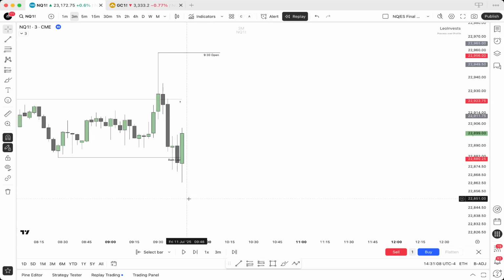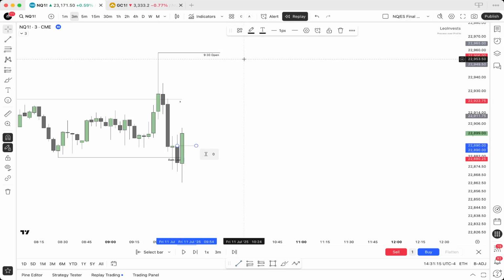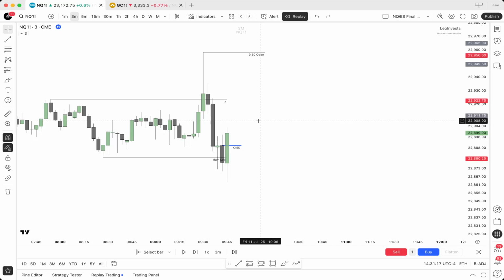And as we see, what happens on this next bullish candle body? Well, this bullish candlestick actually formed a closure above a bullish 3-minute change in state of delivery. Why is that?